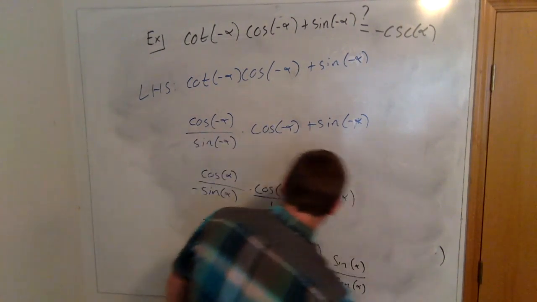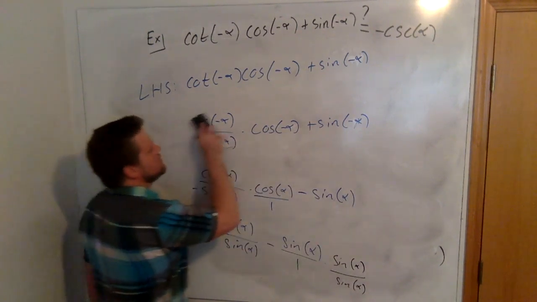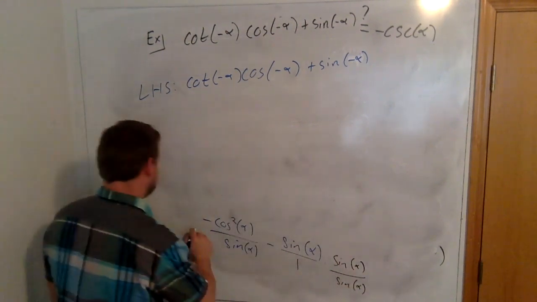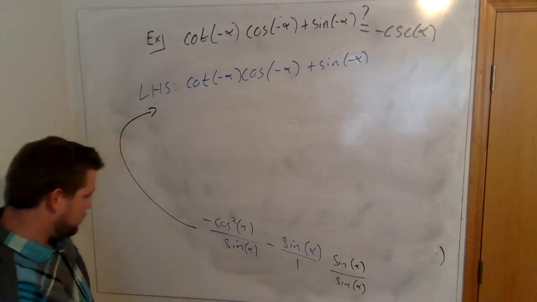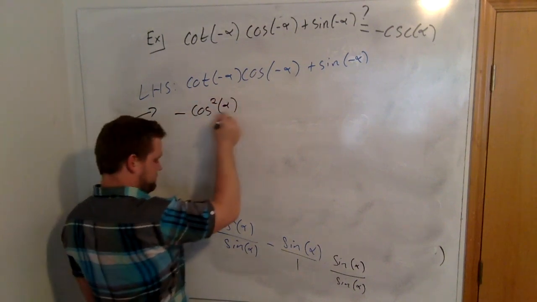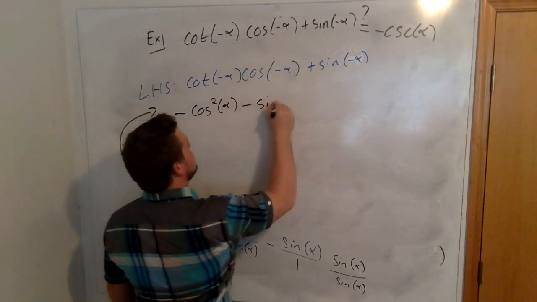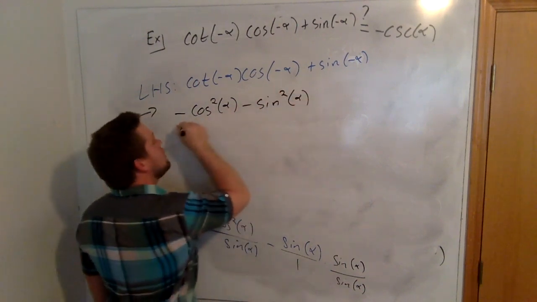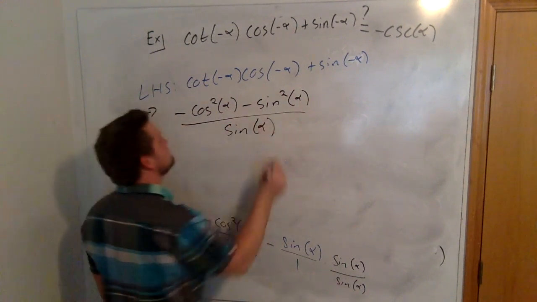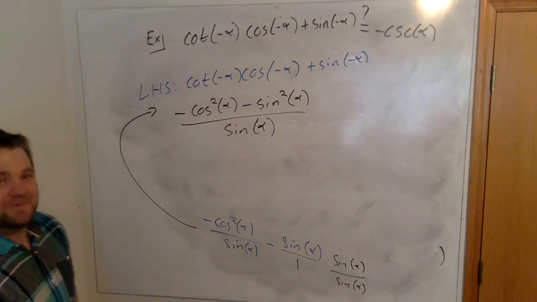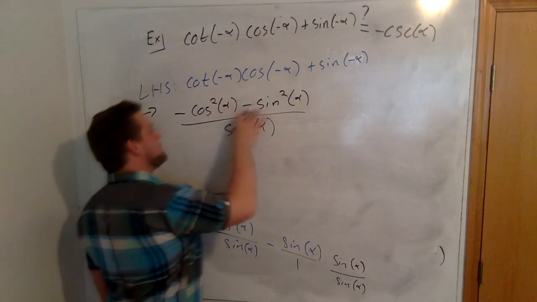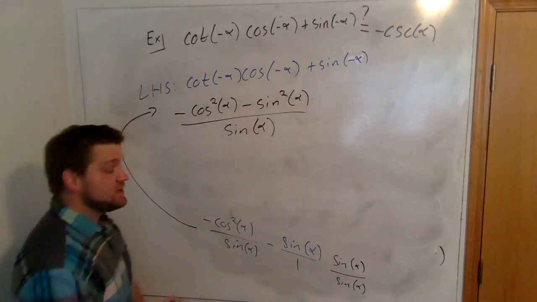Okay, I'm going to erase a little bit of the board we have up here. So let's erase this. Okay, where does this lead us? Well, we'll have a negative cosine squared of alpha minus a sine squared of alpha all over a sine of alpha. Okay. Well, what to do here? Well, I have a minus cosine squared and a minus sine squared. This will actually turn out to be a negative one.